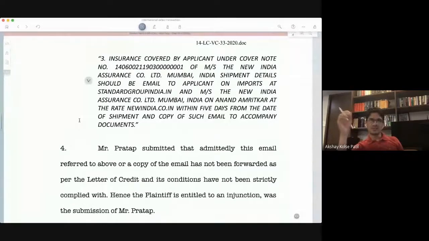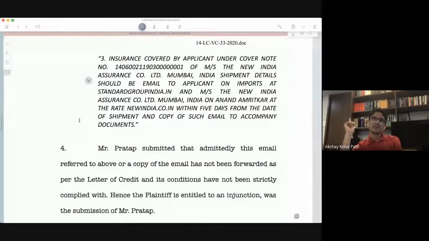So what this means is that once the goods are shipped, the seller had to send an email with the documents to the buyer and the insurance company, and a copy of that email was to be presented along with the documents to the banks. Now, the case of the buyer was that he did not receive the email as per this condition. Neither the buyer nor the insurance company received the email.